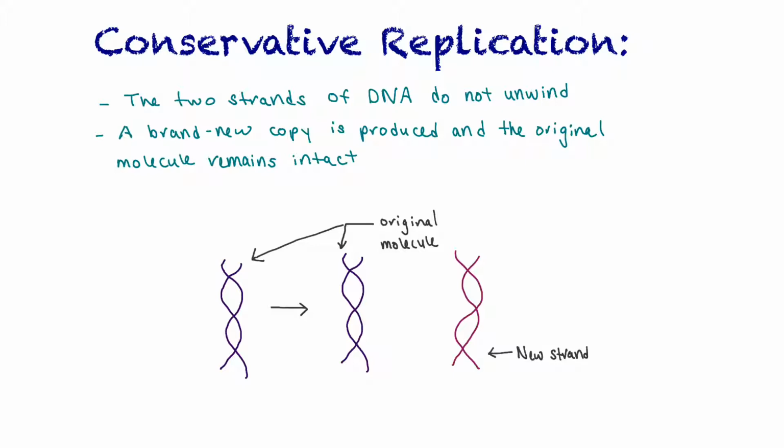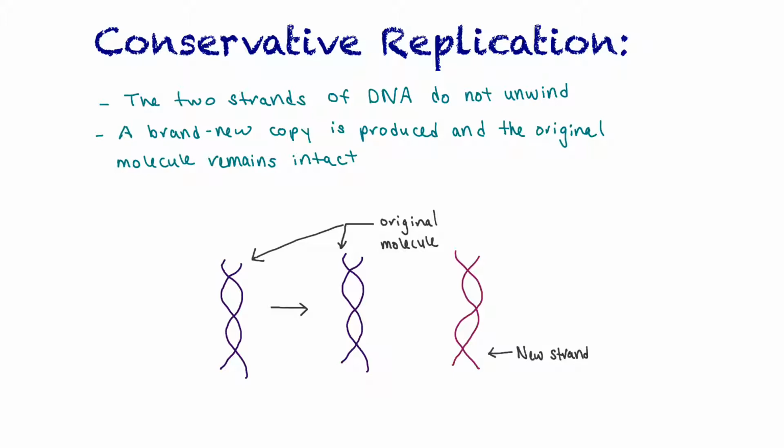First, we'll take a look at the two different theories for replication that existed shortly after the discovery of the molecule. So the first one was conservative replication, and in this model, the two strands of DNA don't unwind, and from this, a brand new copy of DNA is produced and the original molecule remains intact.